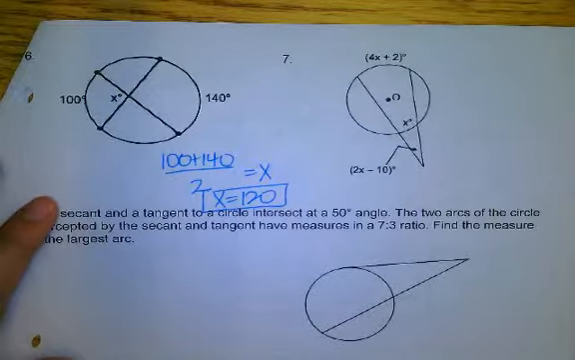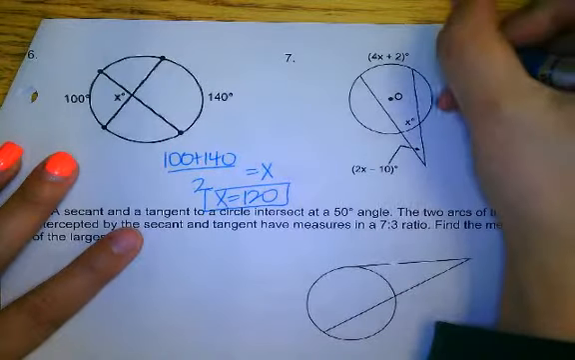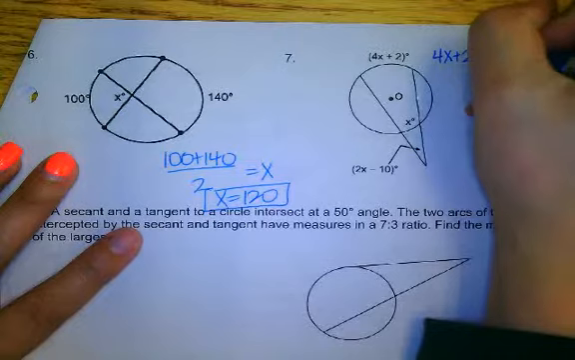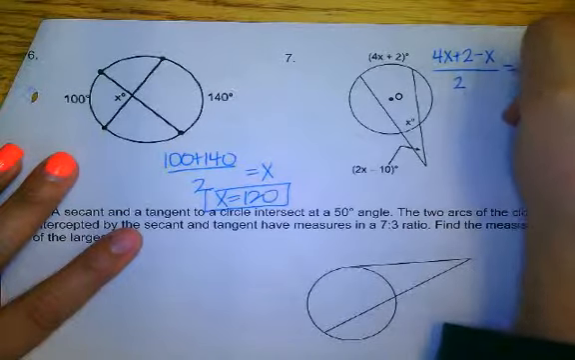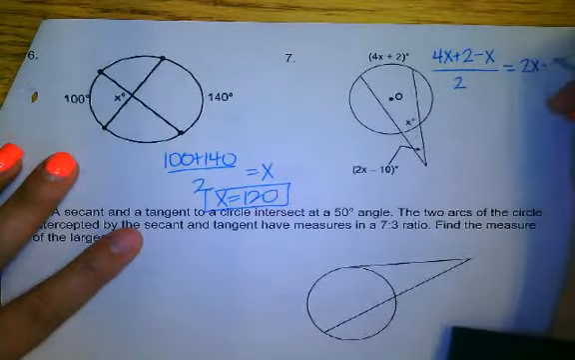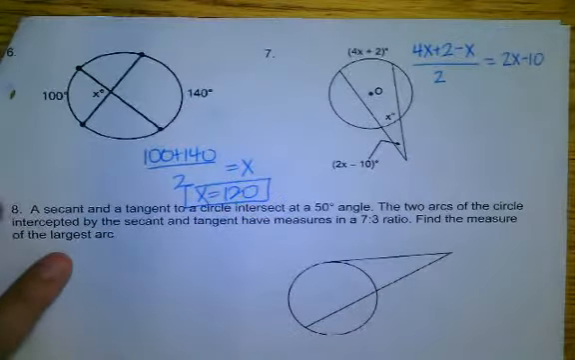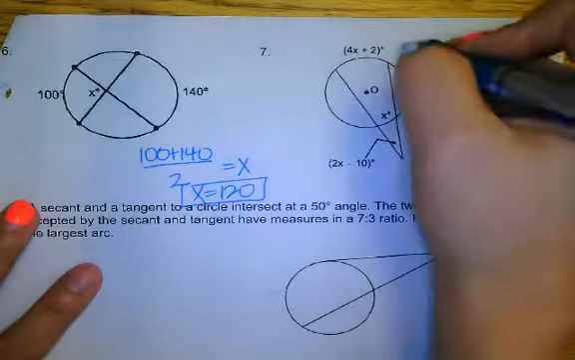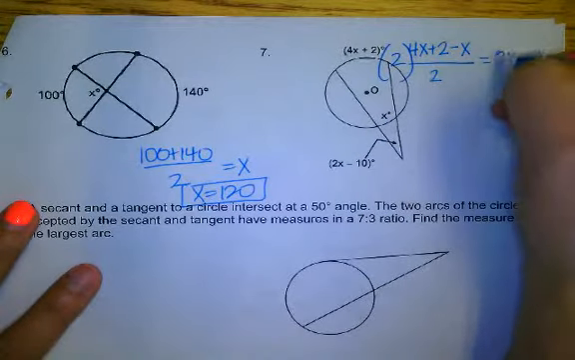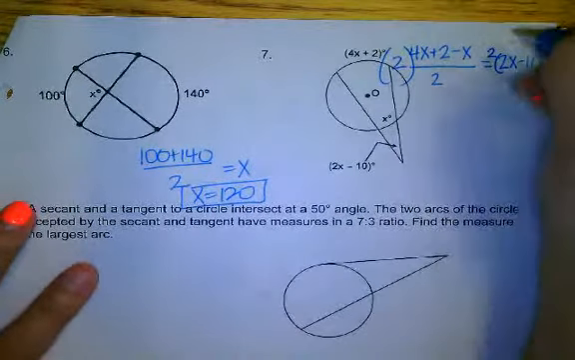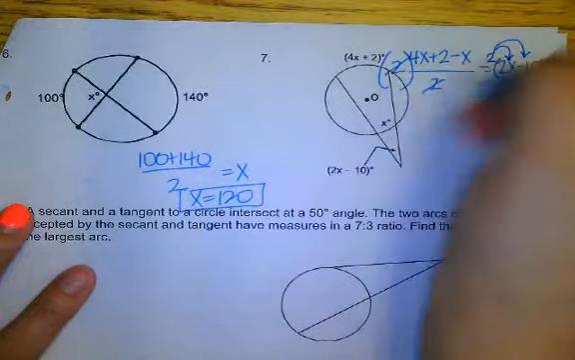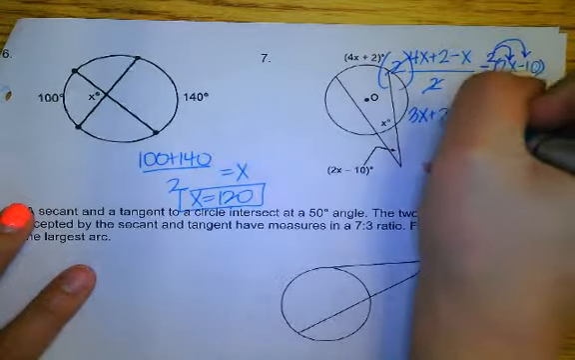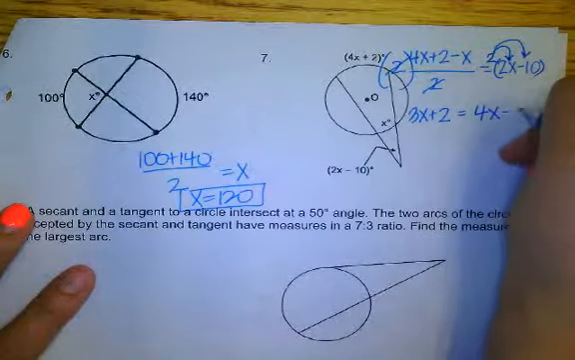Exterior, okay? So how do you go about solving this then? Different. So 4x plus 2 minus x divided by 2 equals 2x minus 10. Okay, what's my first step in solving this? Multiply both sides by 2. Notice that you have to distribute. Okay, so you have 2 times 2x, 2 times negative 10. Okay, so I have 3x plus 2 equals 4x minus 20.